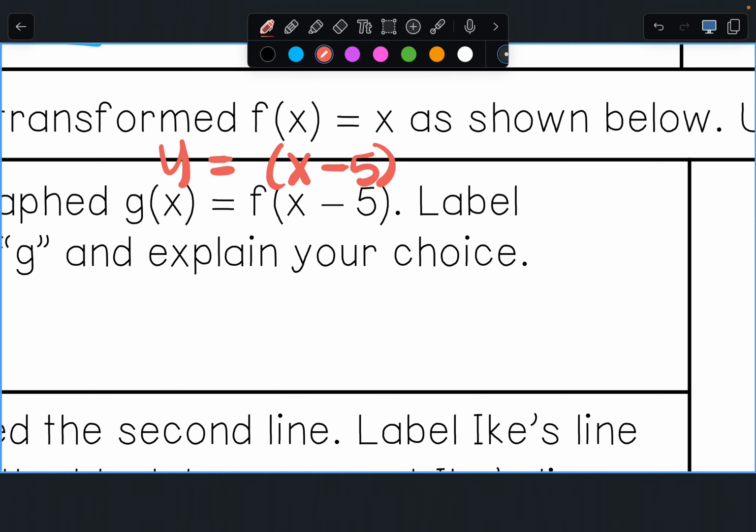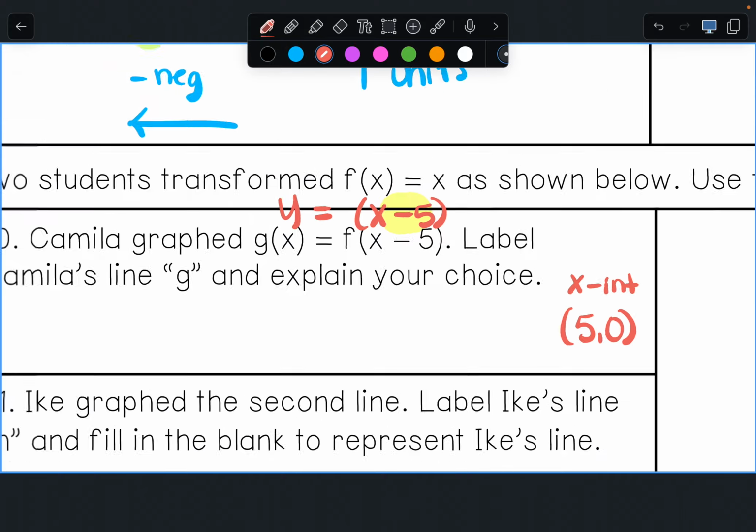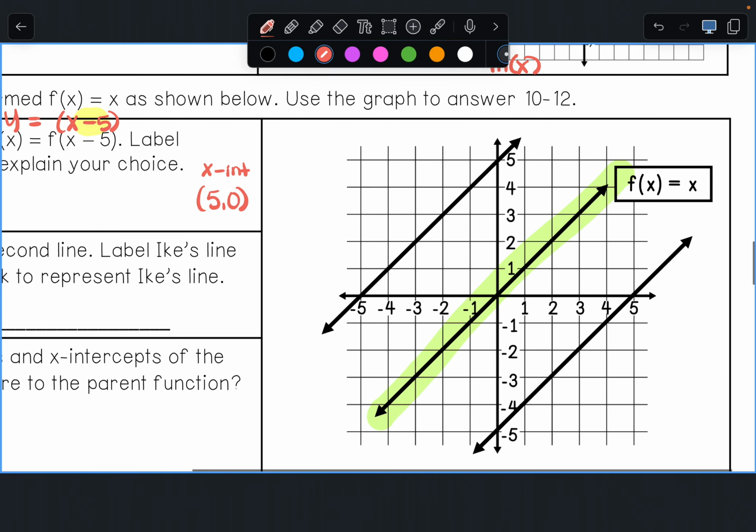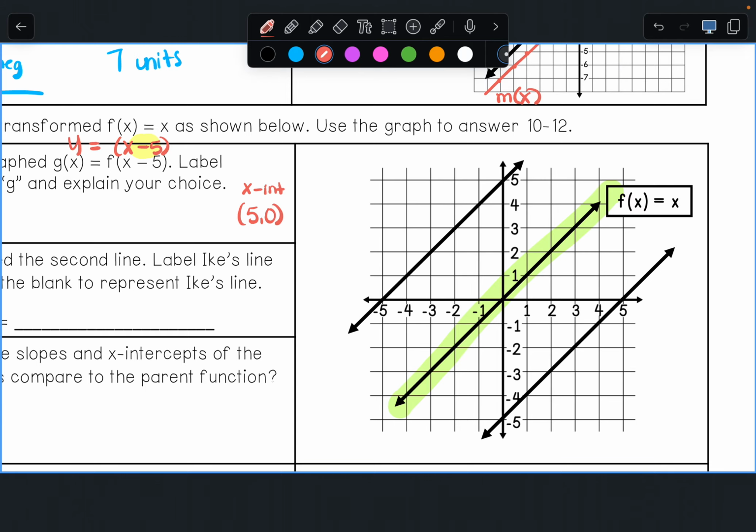So, in order for it to stay as a minus sign, what would my x-intercept be? A positive 5. So this is actually which line? Top, middle, bottom. The bottom one. So this bottom line is my g of x. This is Camila's line. Which way did we shift this one? To the right.